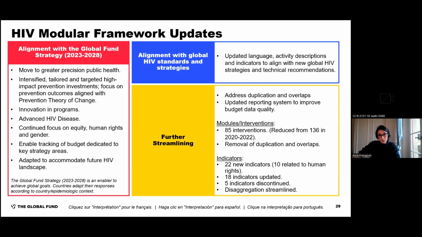Under the second point, the blue one on the slide, the revision to align with global strategy and technical guidance was mostly related to the revision of the language and the activity description. A key improvement was the streamlined reporting, which enables more accurate tracking of budget dedicated to the key areas. We addressed duplications, and overall we were able to reduce the number of interventions from 136 in NFM3 to 85 in the next cycle. Next slide.